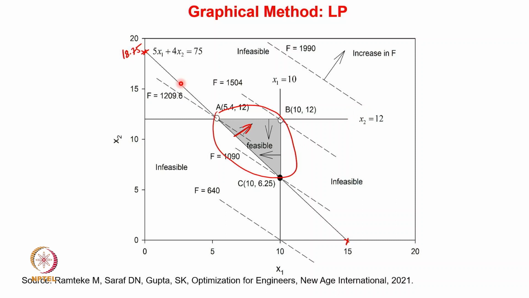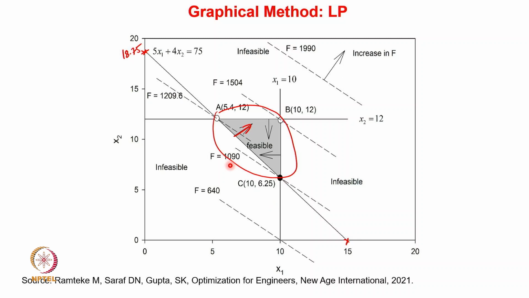Now, I have to find the particular point where these straight lines intersect this feasible region and also give me the minimum value. You can see that as I reduce the value of f, I get different straight lines for the objective function. This line is for 1990, this one for 1504, this one for 1296, this one for 1090. Clearly, this is the point at which I get the minimum function value f equals 1090.